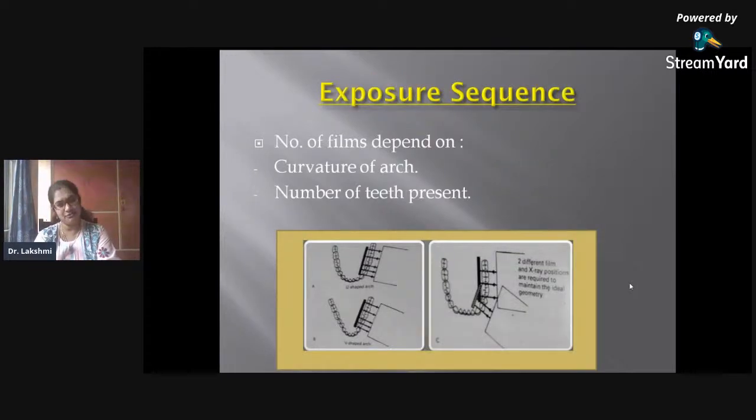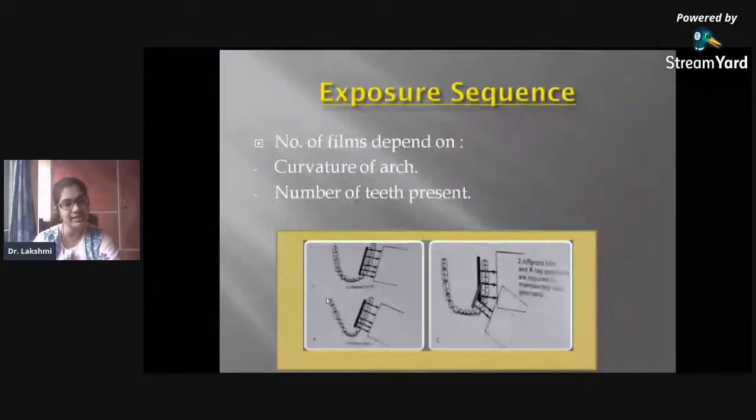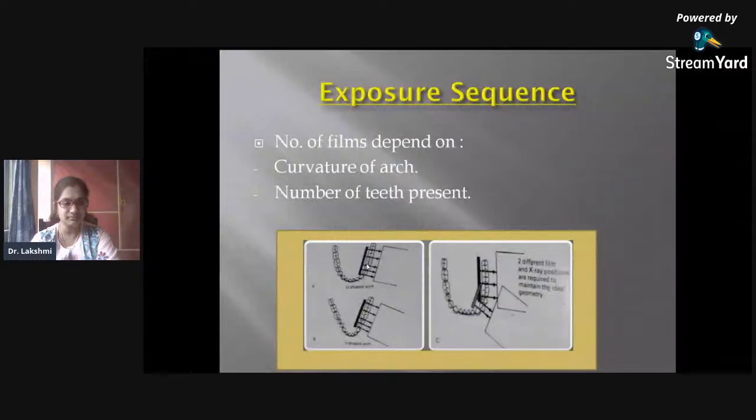Okay. So what are the different things we have to keep in mind for a bite wing? Exposure sequence. The number of films used will depend on the curvature of the arch and the number of teeth present. In this diagram, you can see there are two arches being shown. One is a U-shaped arch, one is a V-shaped arch. Depending on the curvature of the arch, the number of films varies. Suppose, as per this diagram, you are only covering the premolar and the molar area. One single film is enough and it will cover the area of interest without any issues.